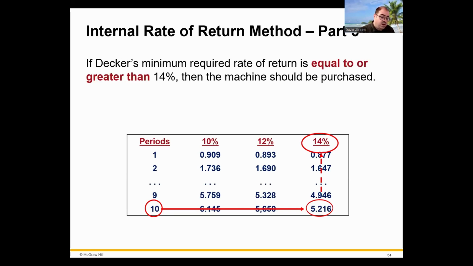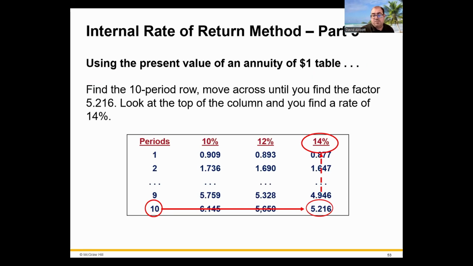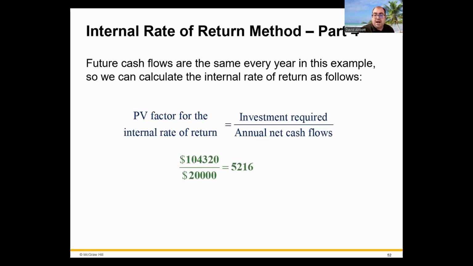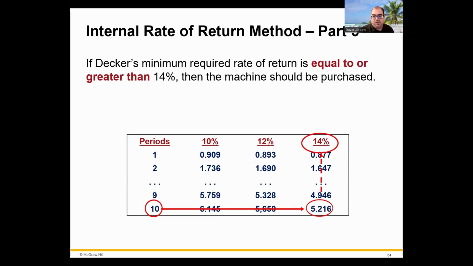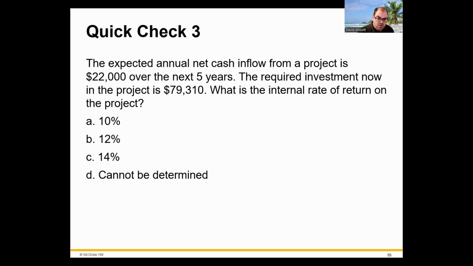So if Decker's minimum required rate of return is equal to or less than 14%, then the machine can be purchased. So if they're looking to make a 14% investment, when we calculate that out, the investment required over the annual cash flow, we come out to 5.216, and we match that up. So for 10 years, that yields 14%. And so if that's what they're looking to earn, then we can do that.